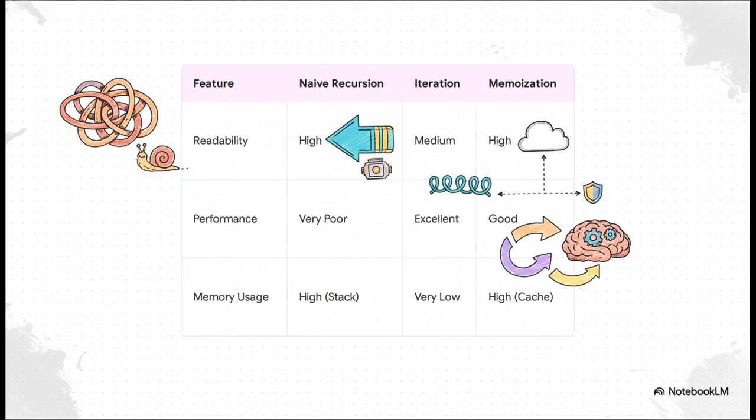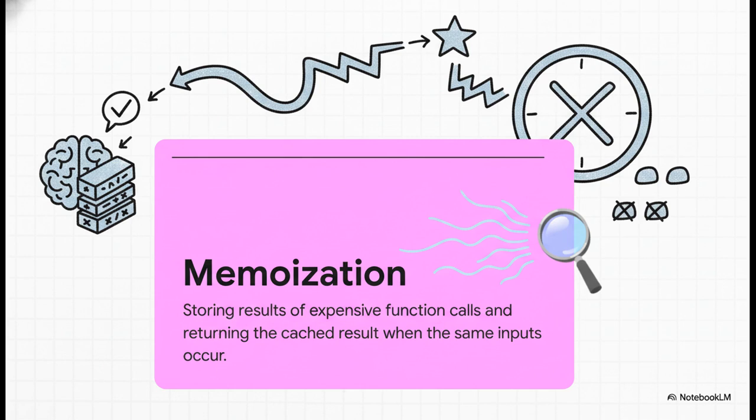Memoization is such a cool technique, and it's based on a really simple idea. If you've already done the hard work to figure something out, just write it down. The function keeps a little cache, a memory of previous results, so before it does any work, it asks, hey, have I solved this one before? If the answer is yes, it just grabs the stored answer and avoids all of those wasteful, repeated calculations we saw earlier. It's so simple, but so powerful.